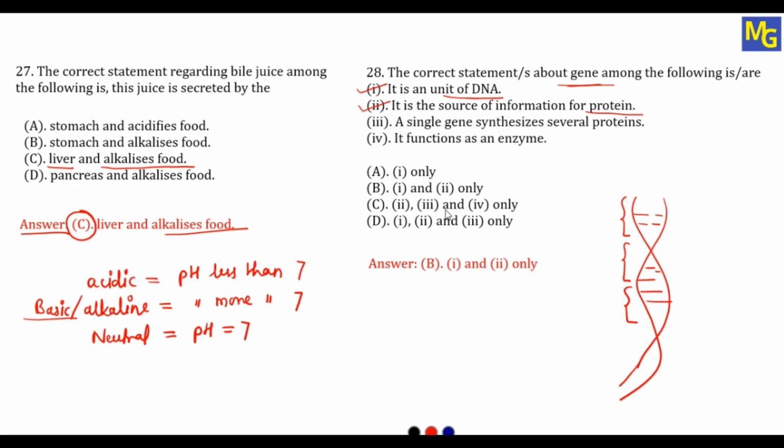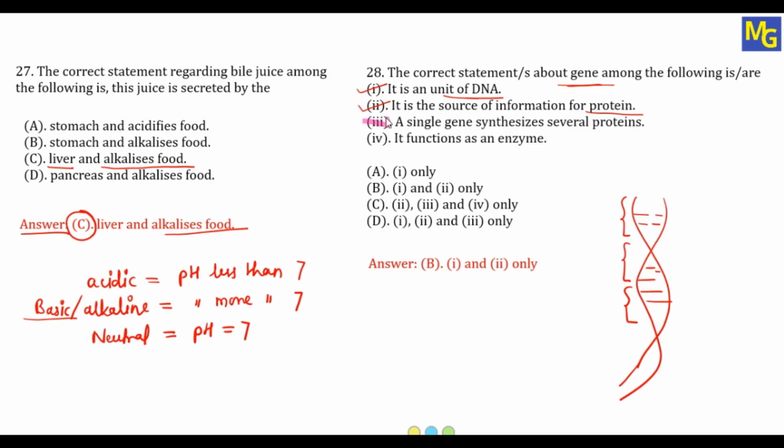A single gene synthesizes several proteins. Actually, if we see, each gene will synthesize only one protein. It is the information of a single protein. One gene will not synthesize many proteins. Remember, each gene is responsible for a single protein. It is a source of information of a single protein, not several proteins. Therefore, the third option will be wrong.